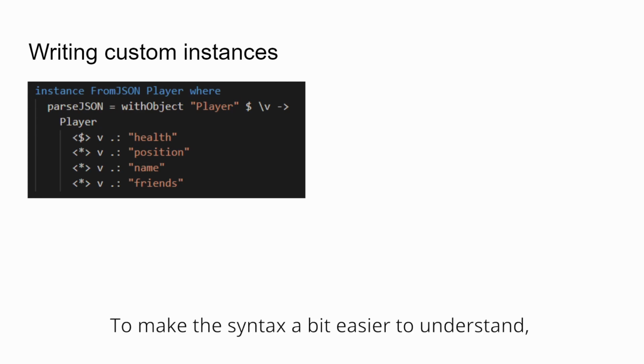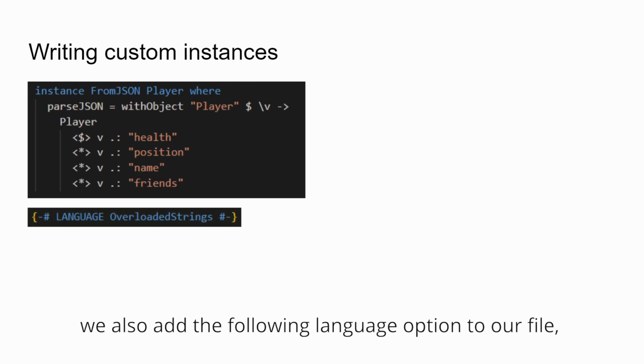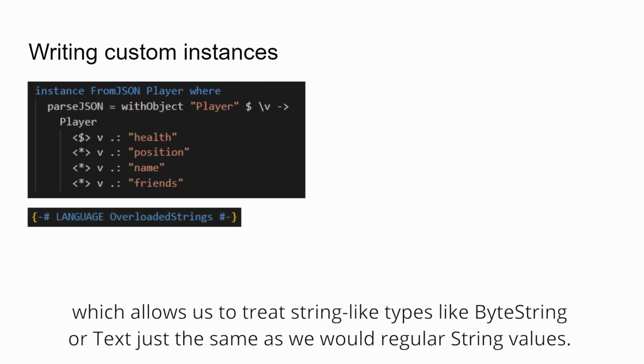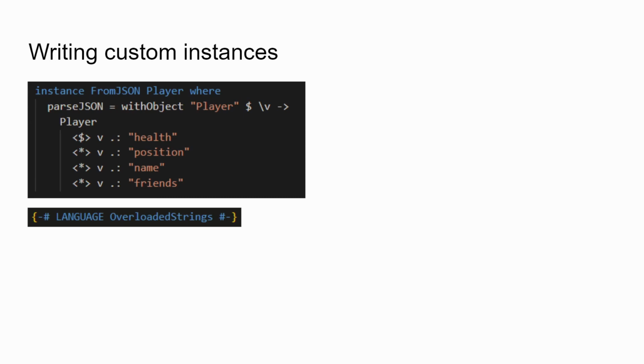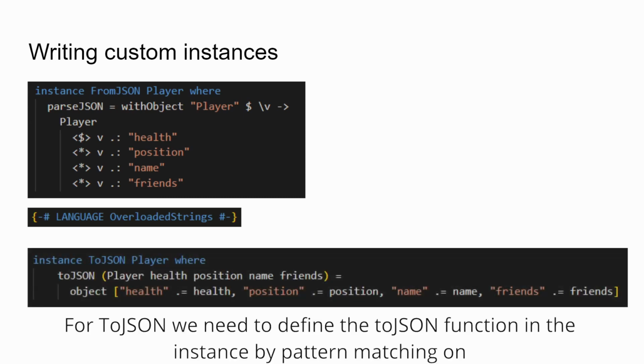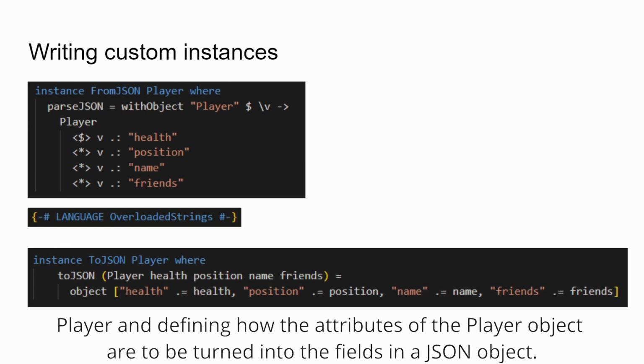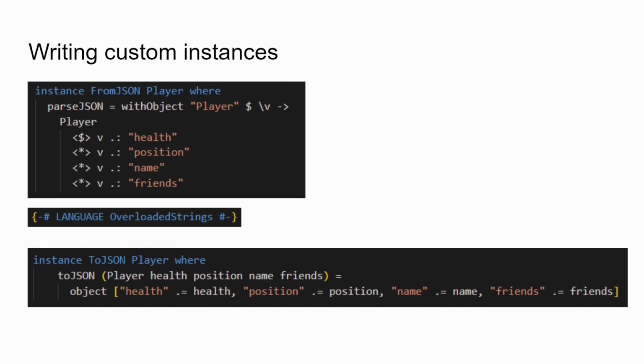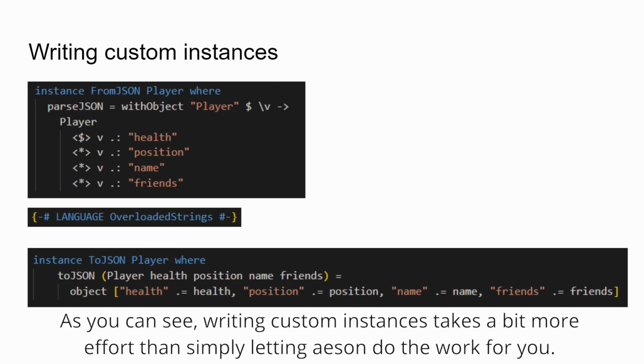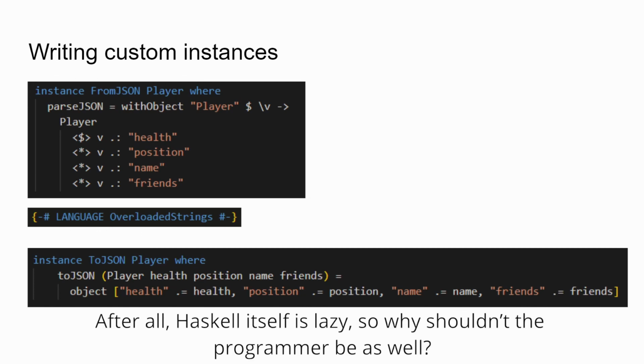To make the syntax a bit easier to understand, we also add the following language option to our file, which allows us to treat string-like types like ByteString or Text just the same as we would regular String values. For ToJSON, we need to define the toJSON function in the instance by pattern matching on Player and defining how the attributes of the Player object are to be turned into the fields in a JSON object. As you can see, writing custom instances takes a bit more effort than simply letting Aeson do the work for you. After all, Haskell itself is lazy, so why shouldn't the programmer be as well?